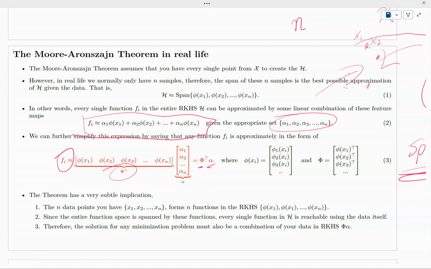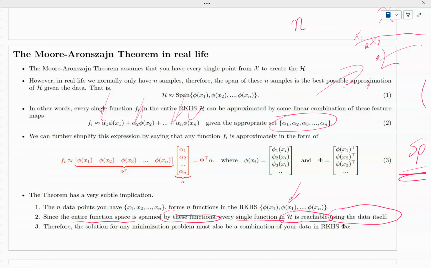Okay. Now this theorem really has some very significant and subtle implications. We have n data points, right? In your data set, you have n of them, and the n forms n functions inside RKHS. So these are n functions. Since the entire function space is spanned by these n functions, every single function in the RKHS is reachable by using your data. So your data allows you to reach every single possible function in the entire space, given some combination of alpha.